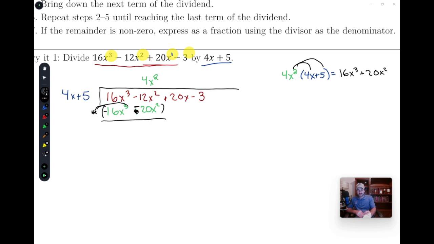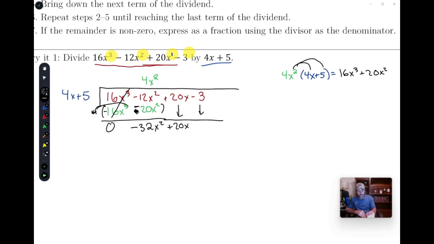And so now we have 16 minus 16. That's going to cancel out and give us our 0. That's perfect. That's what we want. And then negative 12 minus 20 is negative 32x squared. We're going to drop down the other terms, just like with long division of integers.